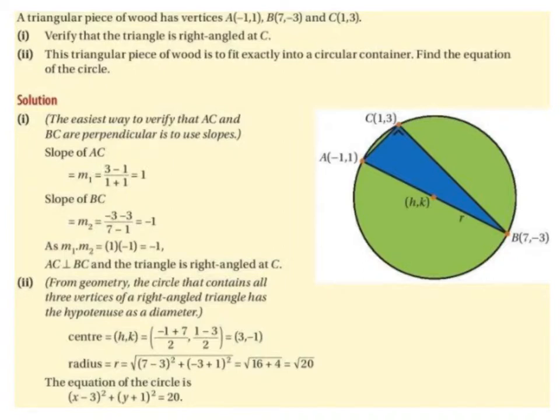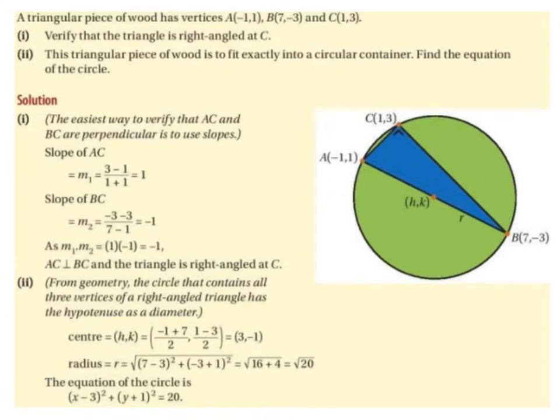So part 1, verify that the triangle is right angled at the point C, which is (1, 3). The easiest way to verify that AC and BC are perpendicular is to use their slopes. So the slope of AC: we're going to label A as (x1, y1) and C as (x2, y2) and substitute into our slope formula, which is y2 minus y1 divided by x2 minus x1. And we end up with 3 minus 1 divided by 1 plus 1, which is 1. So the slope of AC is 1.